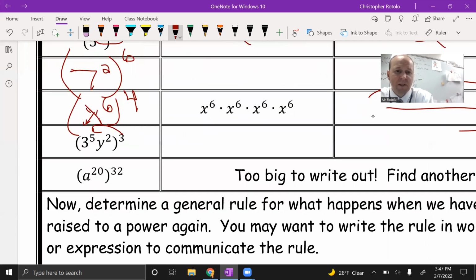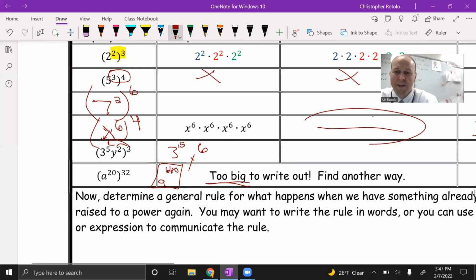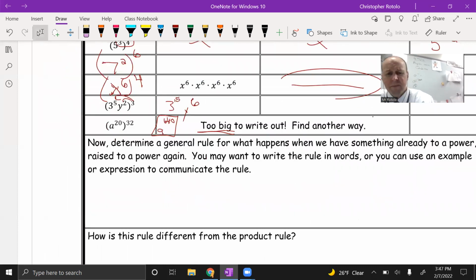So this is going to be 3 to the 15th. This would be y to the 6th. I need 20 times 32. I'm never going to write that out. That's crazy. Okay, so let's do this. This would be 64, 640. So if you're going to fill that in, write really small. That would be hilarious.